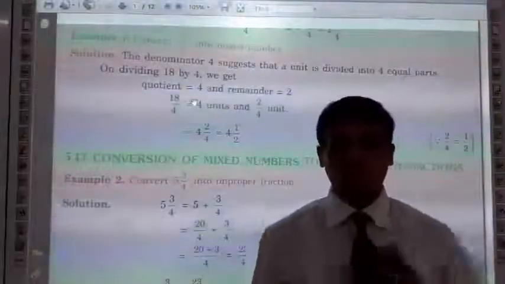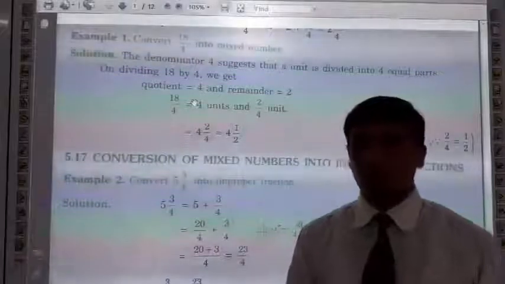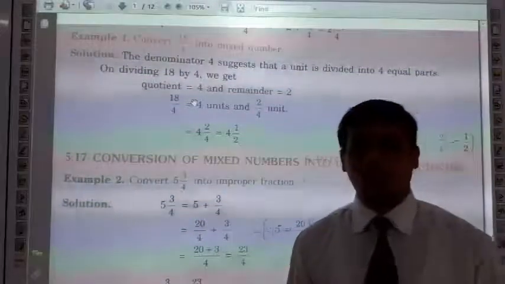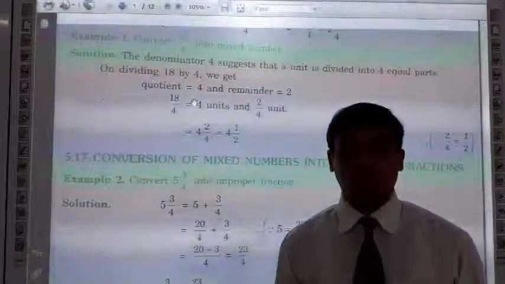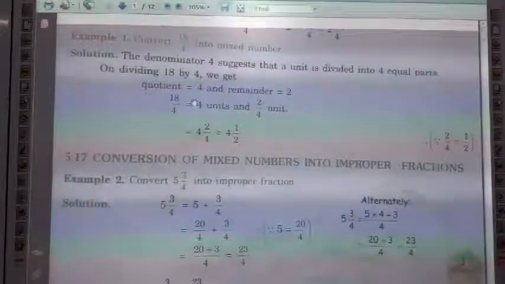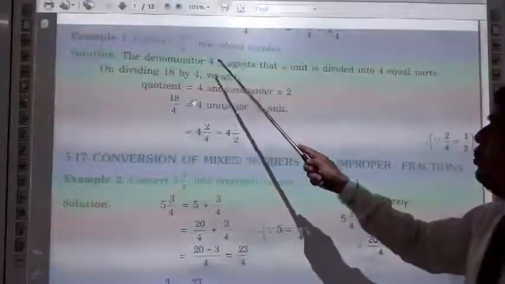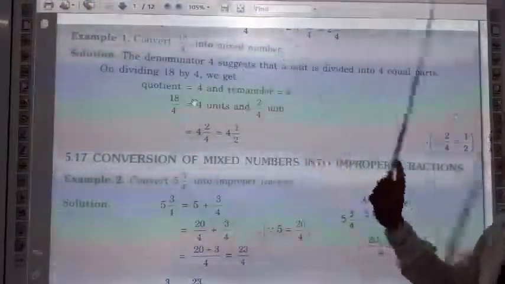Hello, good morning students. Now we start chapter 5. Next topic, conversion of improper fraction into mixed fraction. Look here. First example, convert 18/4 into a mixed number.